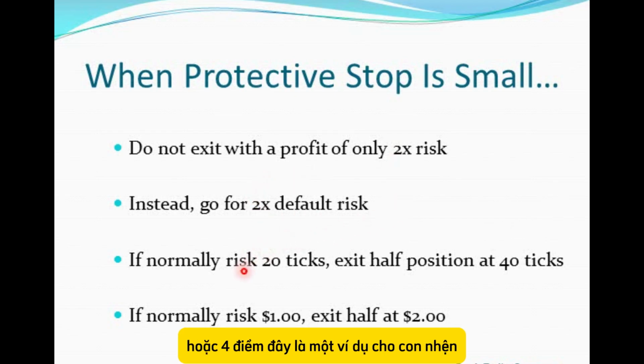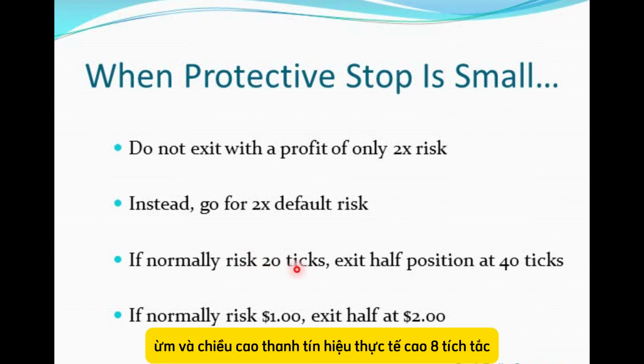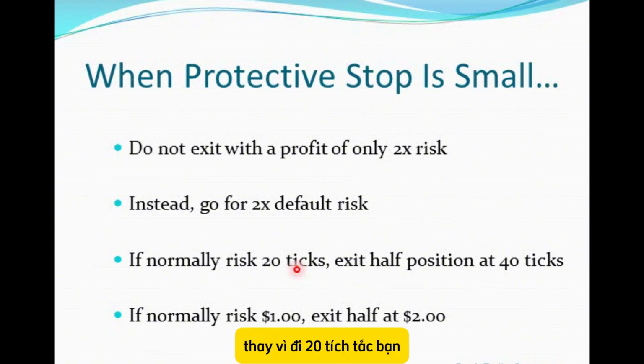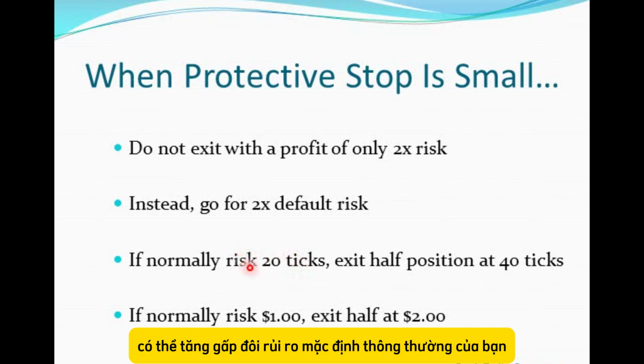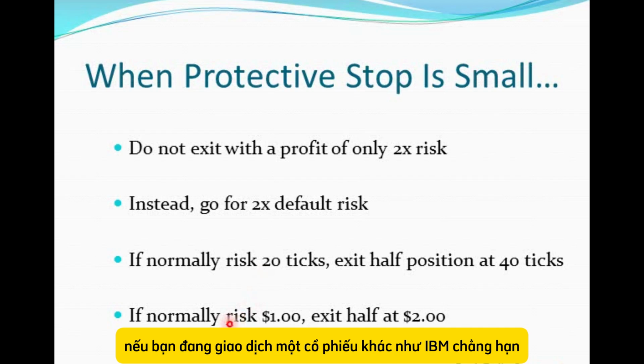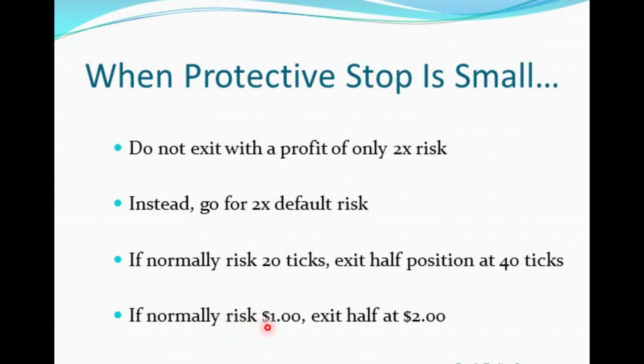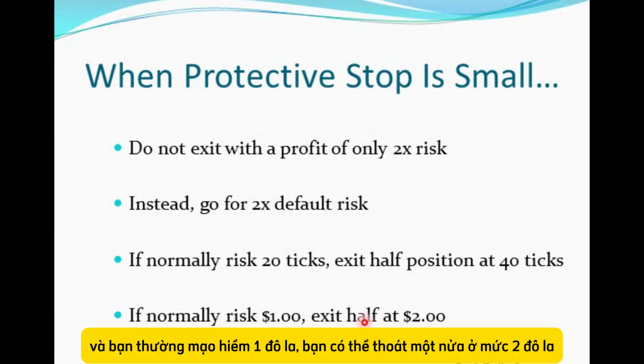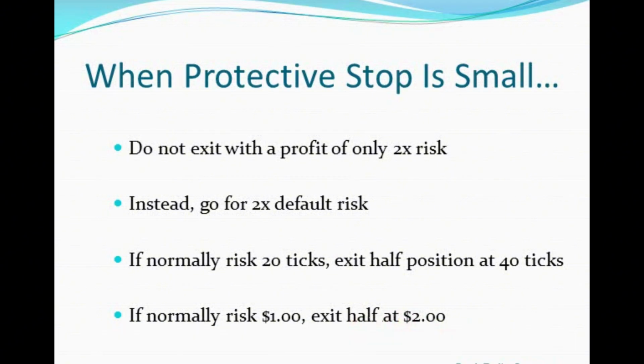Here's an example for the SPY. If you normally risk 20 ticks and the actual signal bar height is 8 ticks tall, so your actual initial risk is only 10 ticks, and the market's moving in a big way, instead of going for 20 ticks, you may go for twice your normal default risk. If you normally risk 20 ticks on a trade, try to exit half at 40 ticks, twice your default risk. If you're trading another stock like IBM, for example, and you normally risk $1, you could exit half at $2.